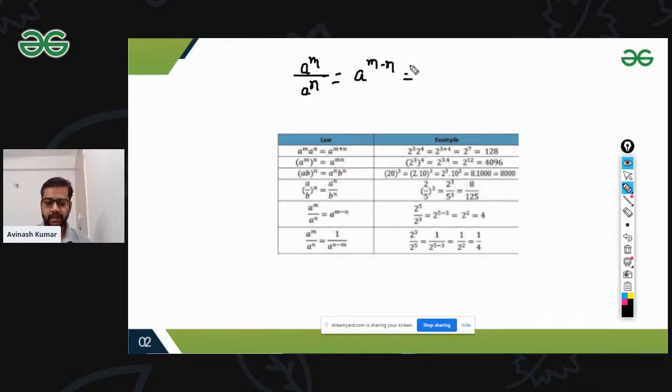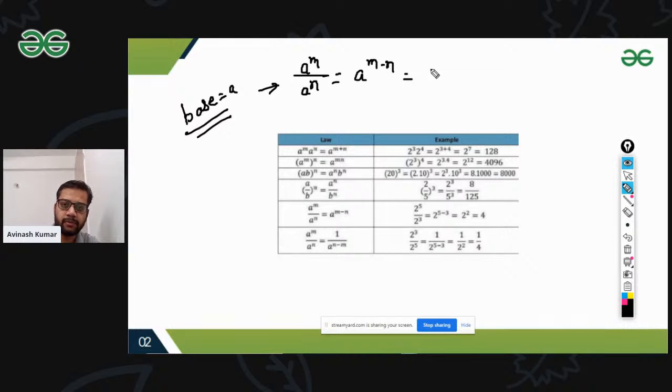Now what they are exactly saying: we have already learned the multiplication concept, now it's a division concept. You can see this base is our a. In that case, our base is common, which is called a. And the power is changed: in the numerator it's m and in the denominator it's n. So its power is m minus n. The base will be the same, and the denominator's power goes upside and is converted to negative. So a to the power m minus n.